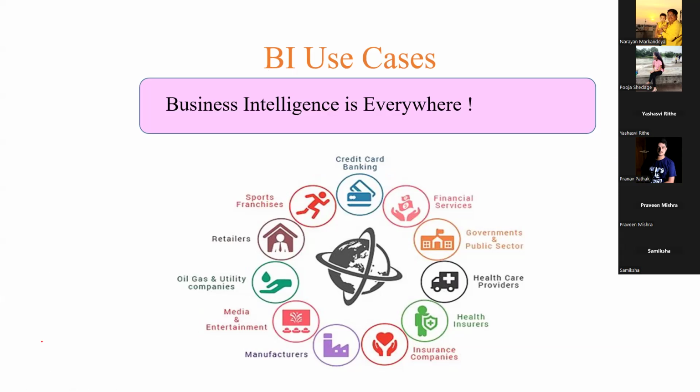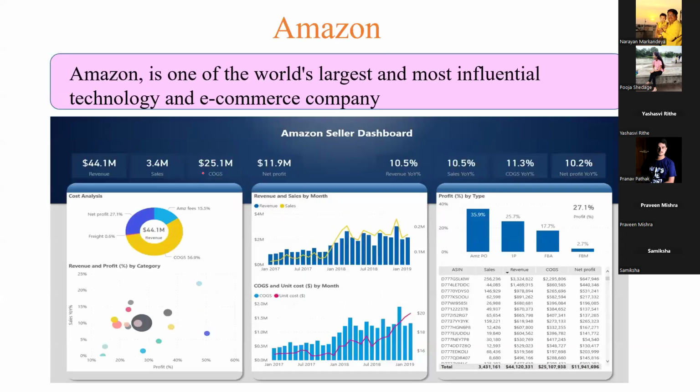In summary, I can say that a business intelligence tool is present everywhere, and in every business now they are using these BI tools. Here you can see one dashboard for Amazon. Amazon is one of the world's largest and most influential technology and e-commerce companies. Here you can see the Amazon seller dashboard.